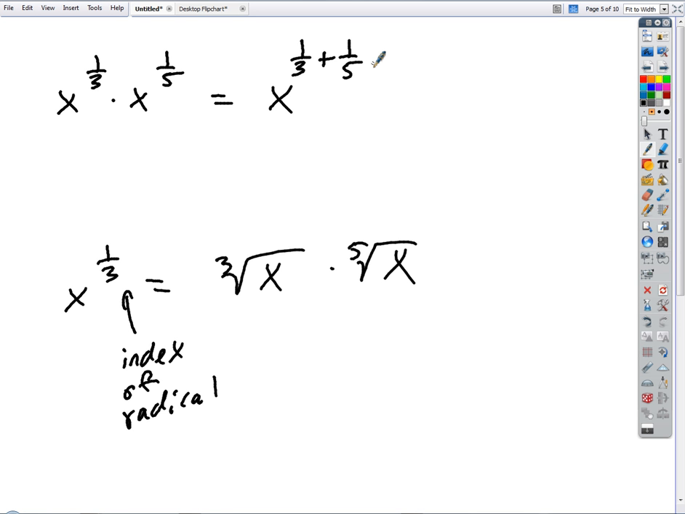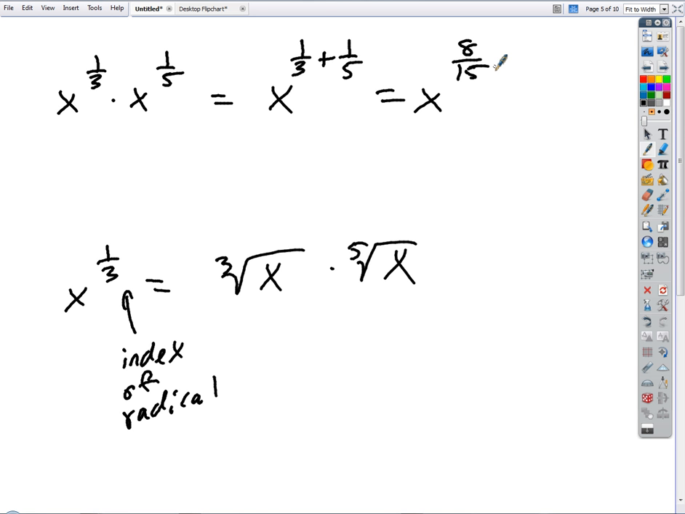What's my common denominator going to be? 15. So 1/3 translates into how many 15ths? 5, right? So I multiply top and bottom by 5, so I'm going to get 5 15ths plus 3 15ths. I multiply top and bottom by 3. Does everybody see that? So 5 15ths plus 3 15ths is x to the 8 15ths, right? That's my answer, okay?